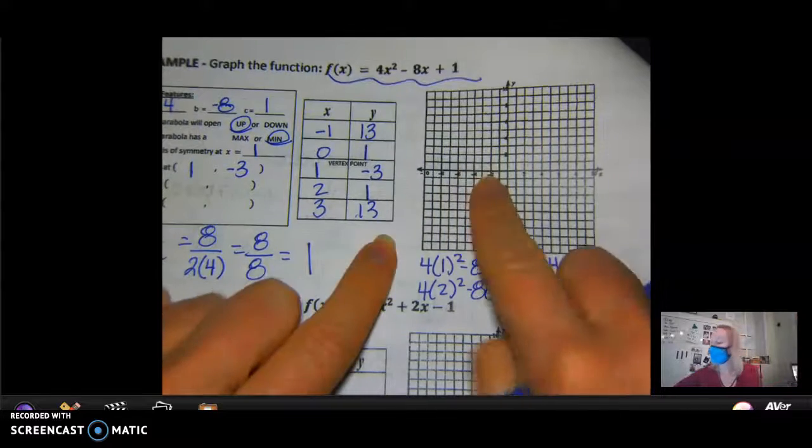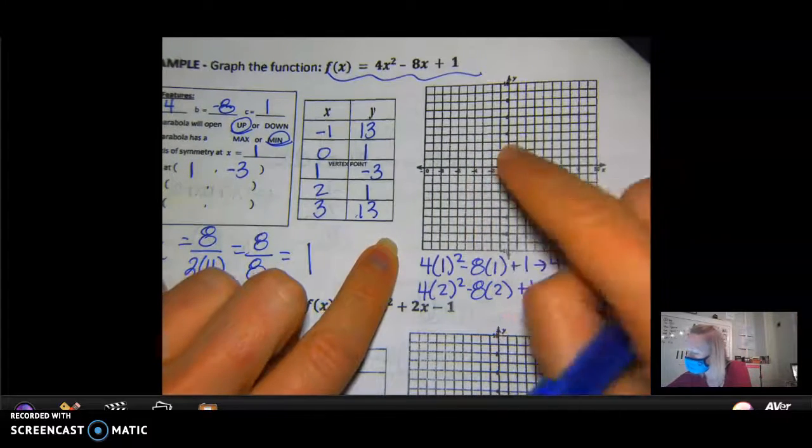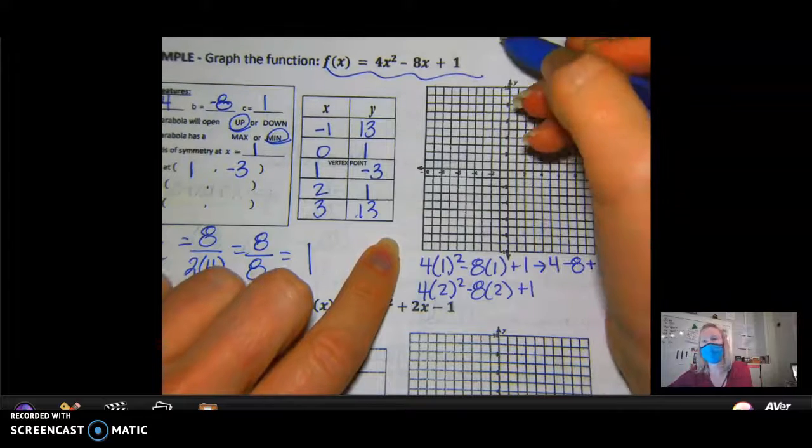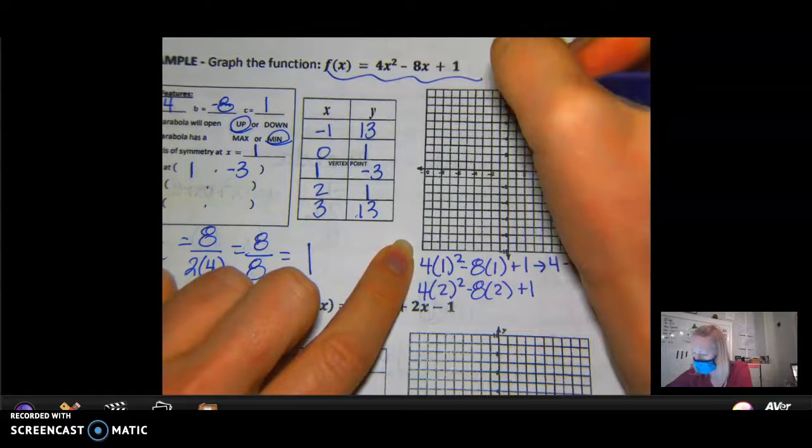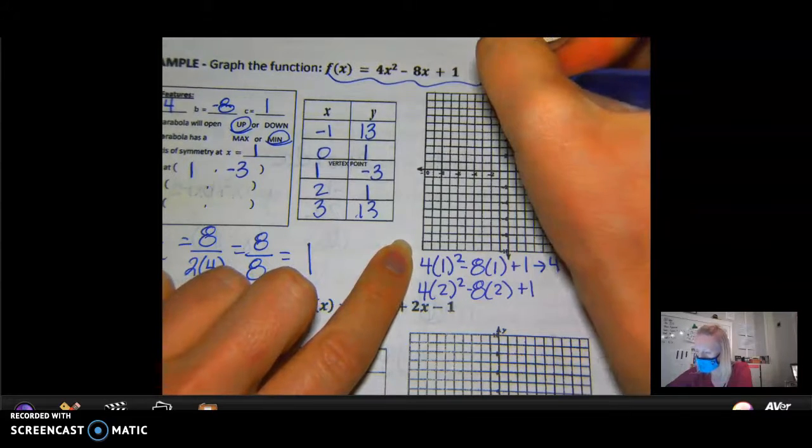So now we're going to go ahead and graph these. It looks like it only goes up to 10. So 13 will just be a little off the graph, and that's okay. So back 1, up 11, 12, 13. Somewhere right in there.